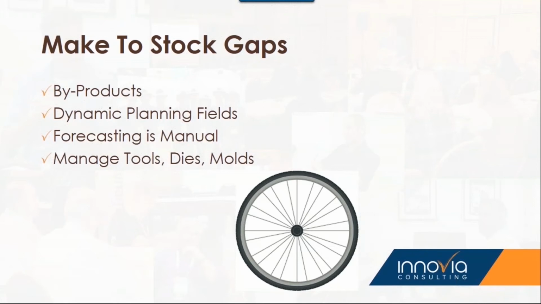And gaps on the manufacturing side: how do you manage tools, dies, molds, constraints? I was in one company, they broke down chemicals, solids, and they'd use furnaces, but they only had one power supply. So I couldn't schedule by furnaces because they only had one power supply. So how do you do things like that? So that's the make to stock.